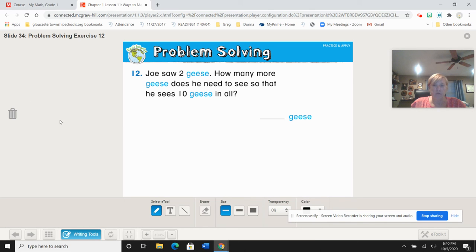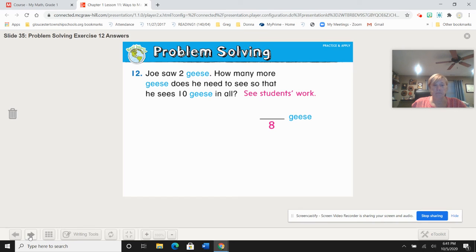And while you're figuring it out, pause and come back and let's check your answer. 8 geese. I can hardly wait to hear how you solve that problem.